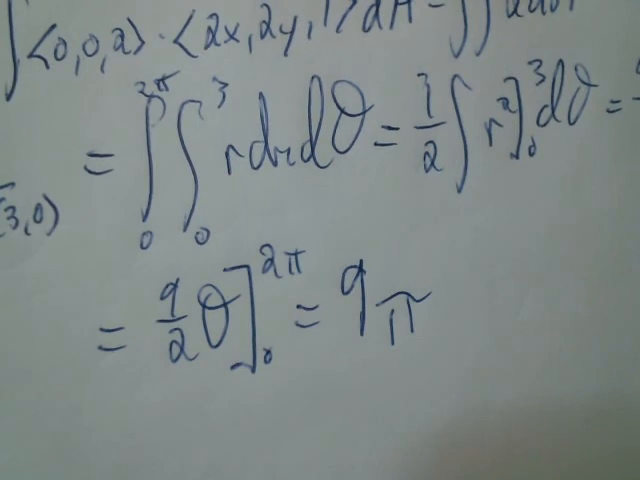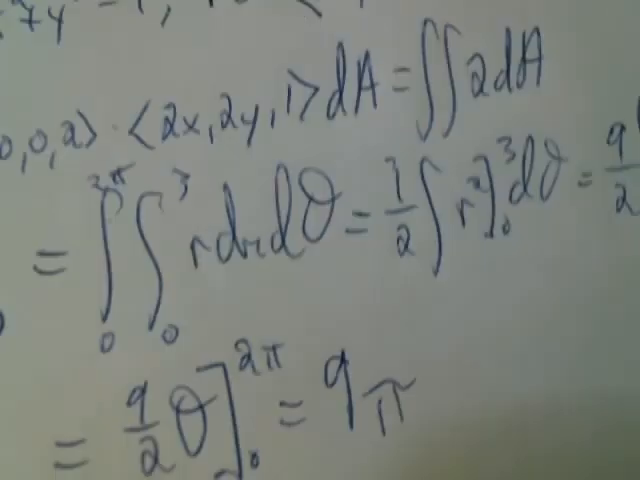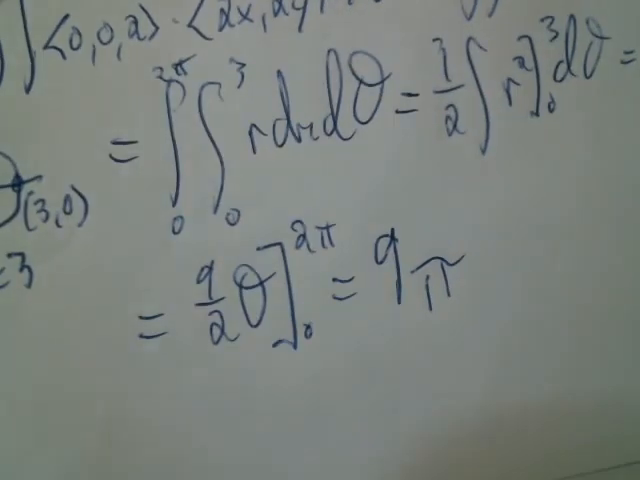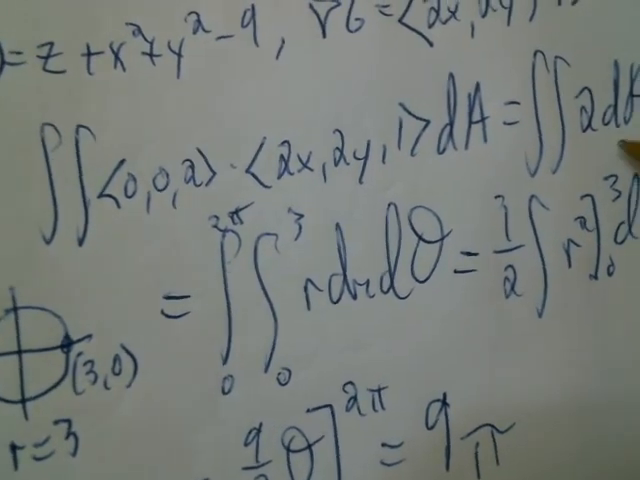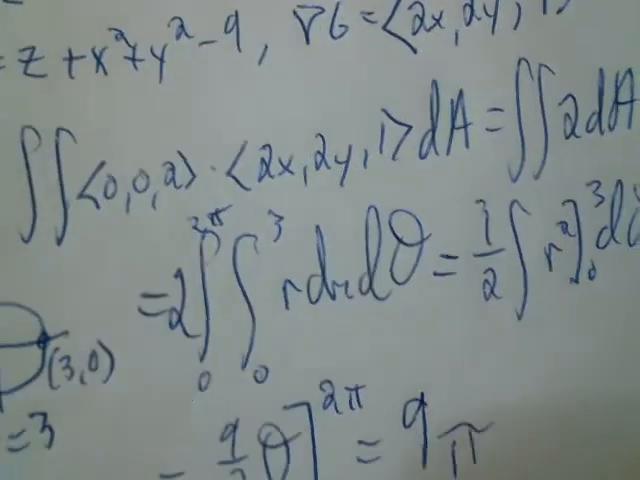That's not our answer, is it? Is that the answer? I thought it was like 18 pi. Yeah, I screwed something up probably. Yeah, it's supposed to be 18 pi. What the heck did I screw up? Did I forget my 2? Yeah, I forgot the 2 back here. Okay, sorry about that. So there should have been a 2 out here.